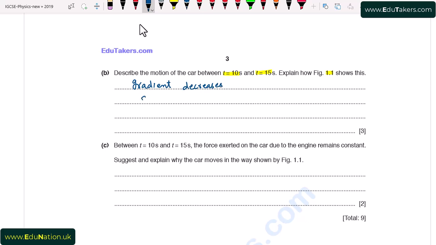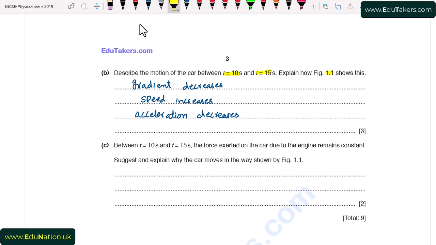Second is that speed increases. And acceleration is also decreasing. Acceleration is decreasing because the gradient decreases, and the gradient of a speed-time graph is actually the acceleration.